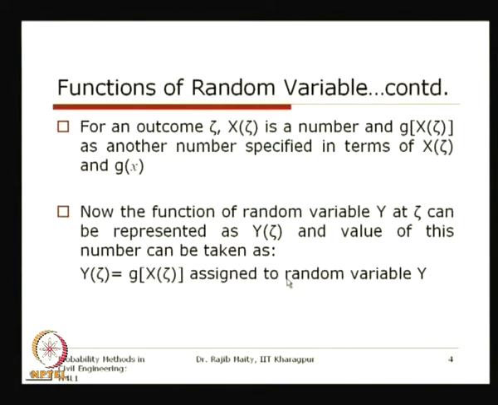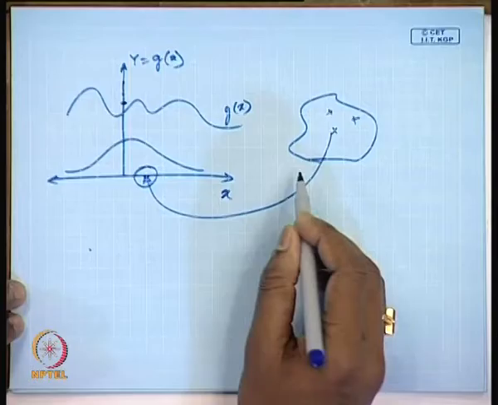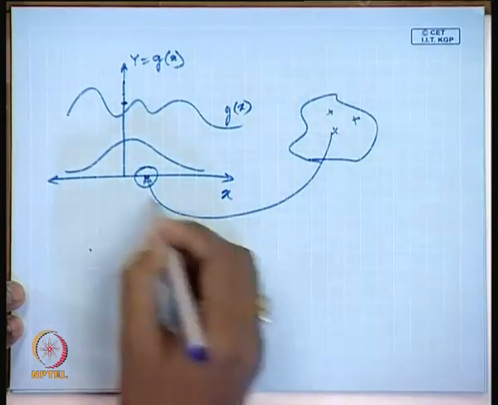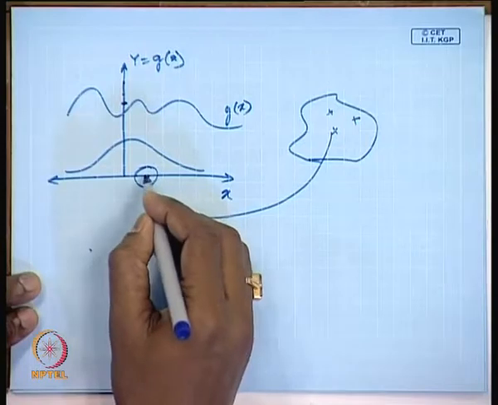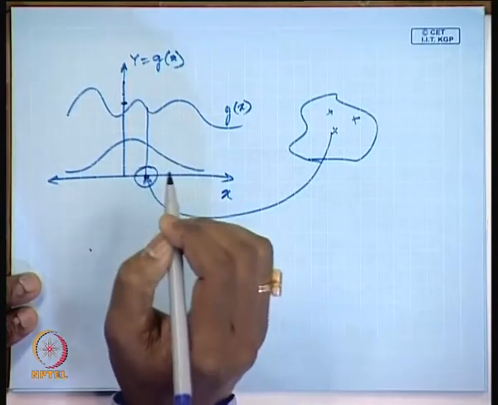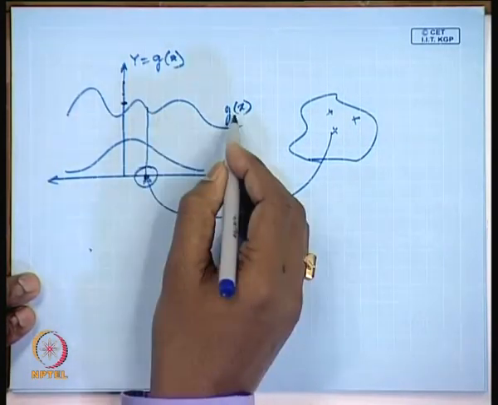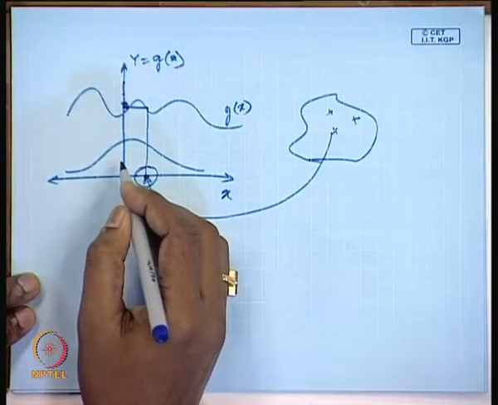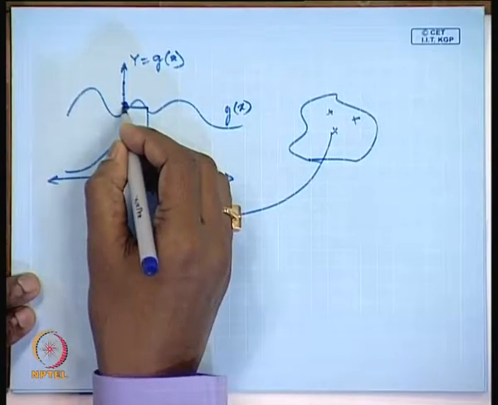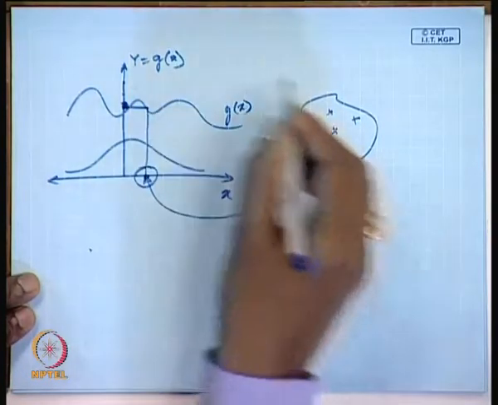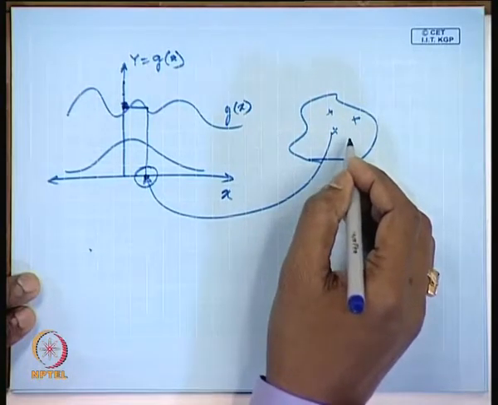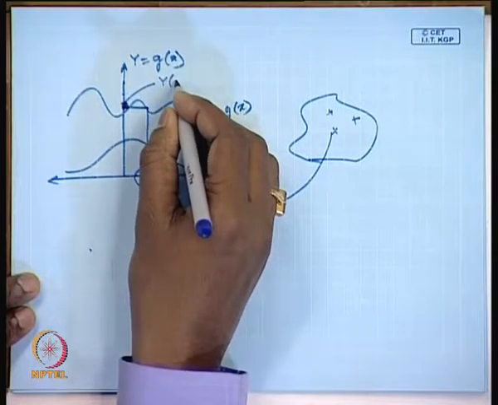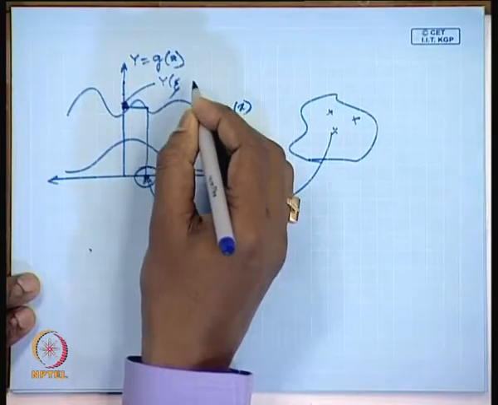Now this is important. What we are doing is that from this experimental outcome, this is the specific outcome xi, this is your x xi, and from here we are taking this function g(x), and then we are coming to this axis, that is y equals g(x). This one now corresponds to the original outcome of this random experiment, xi.